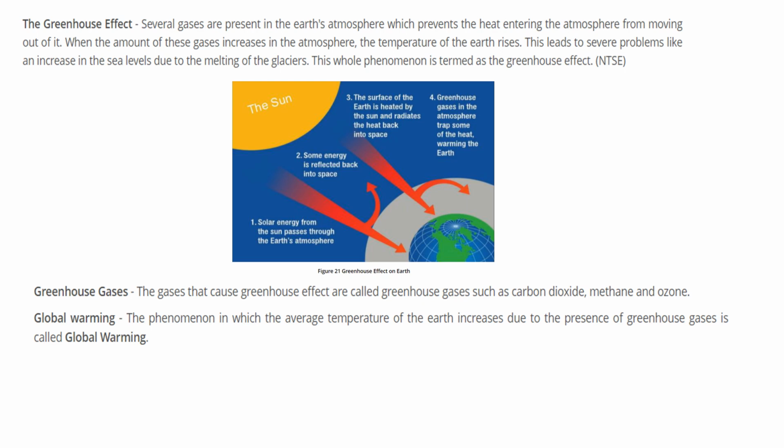Here it's written, right, there are several gases present in the earth's atmosphere which prevent the heat entering the atmosphere from moving out of it. When the amount of these gases increases in the atmosphere, the temperature of the earth rises. Okay, this can lead to several problems like increase in the sea levels. This whole phenomenon is called the greenhouse effect.